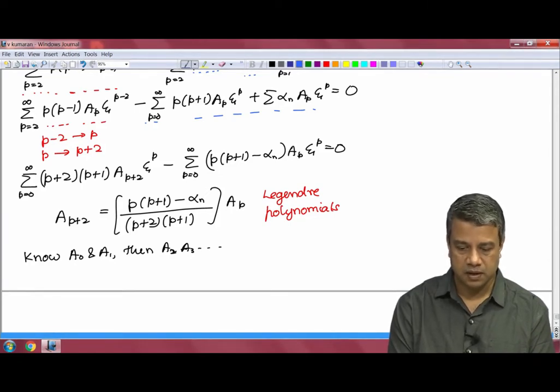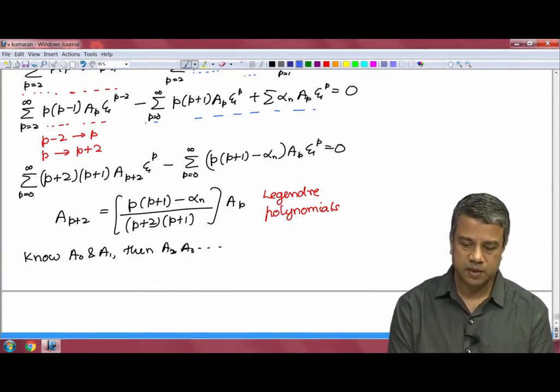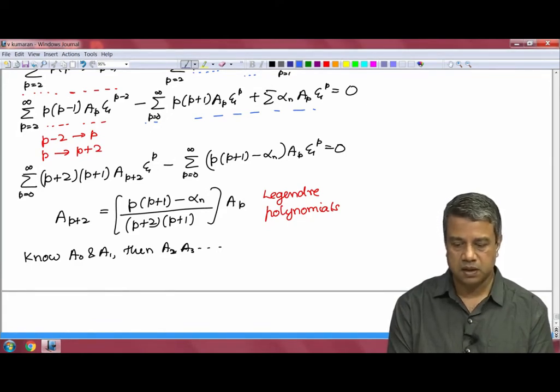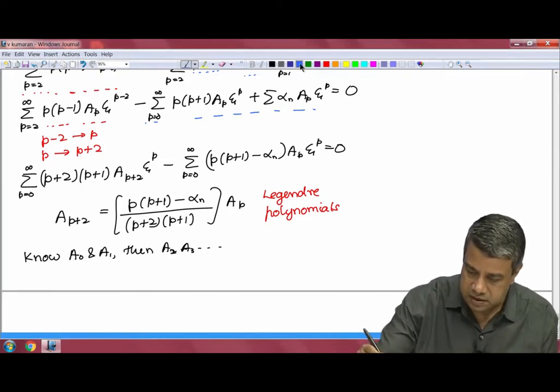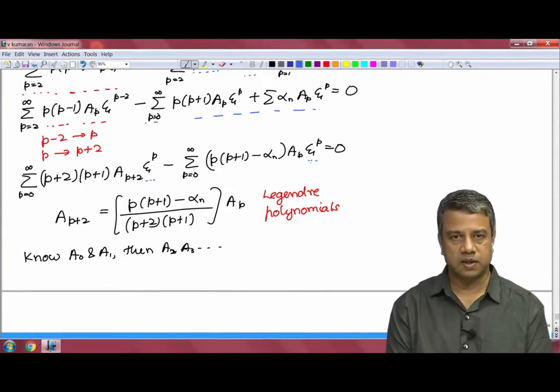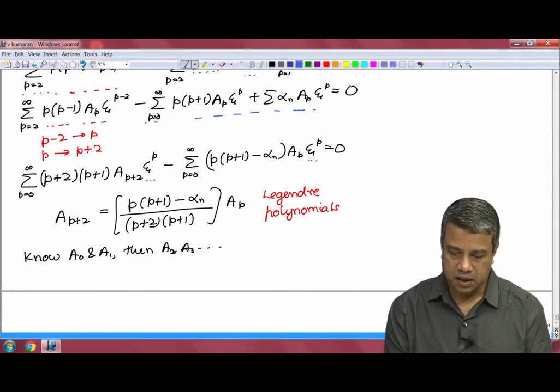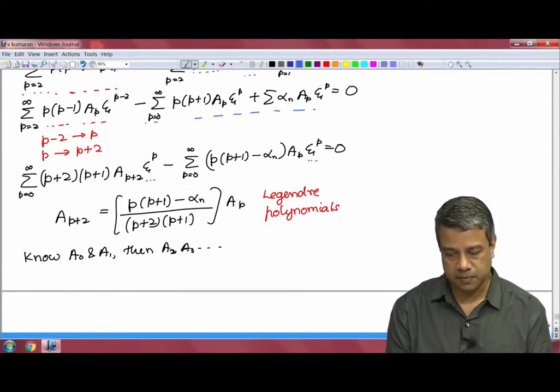So therefore when I relabel p to p plus 2, the summation is from p equal to 0. The coefficient is p plus 1 into p plus 2 into a subscript p plus 2 times psi power p. Now these coefficients are the same on both terms, and the powers of psi are the same on both terms now. And if I set the coefficient to 0 term by term, I get the coefficient a p plus 2 in terms of a p.